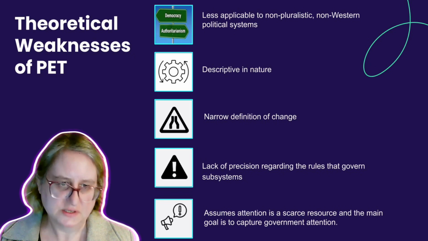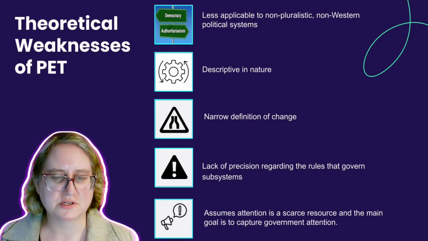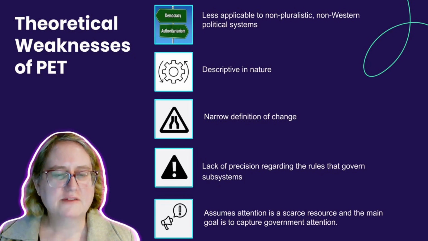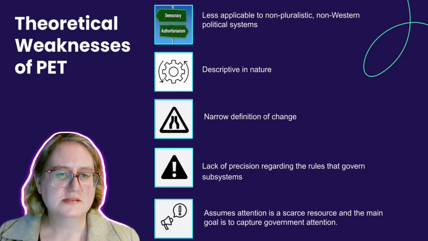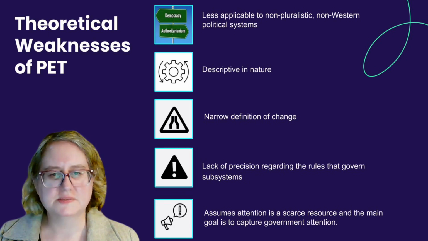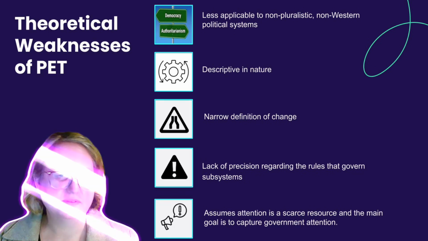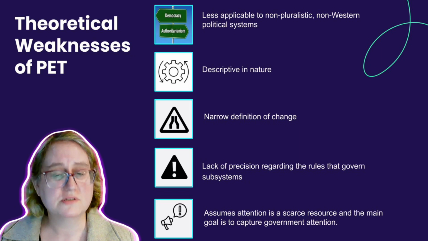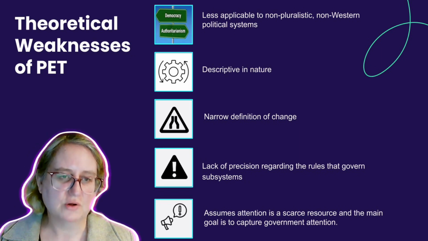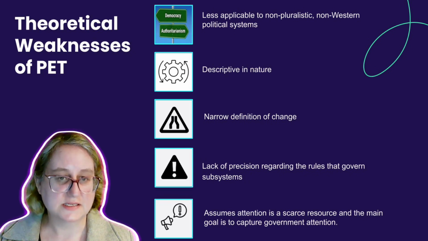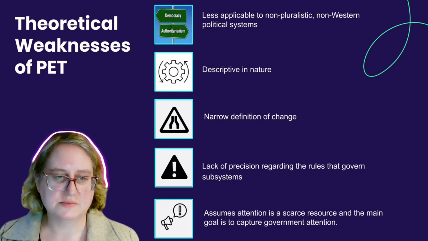It is also often difficult to define what constitutes a punctuation. There is also a lack of precision regarding the rules that govern subsystems. This is especially evident in the reactions that can be expected from threatened subsystems. For example, if actors manage to expand conflict and cause a punctuation, their policy goal may not necessarily be adopted. It also assumes attention is a scarce resource, and the main goal is to capture government attention.